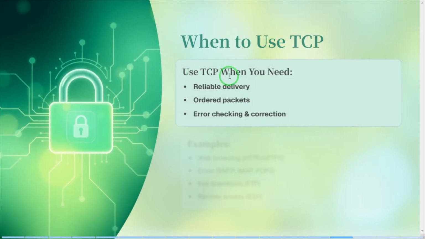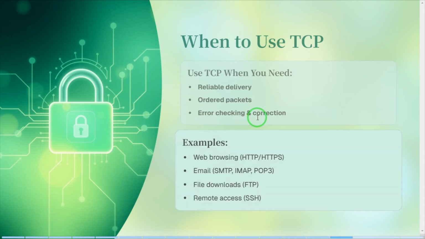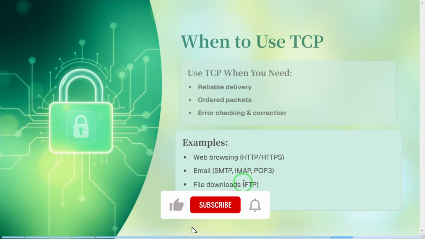So let's look at when to use TCP. You can use TCP when you need reliable delivery, ordered packets, and error checking and correction. For example, web browsing, whereby you need all the content of the pages to be visible, then email, also SMTP, IMAP, and POP3, then file downloads, FTP, and remote access, which is SSH.